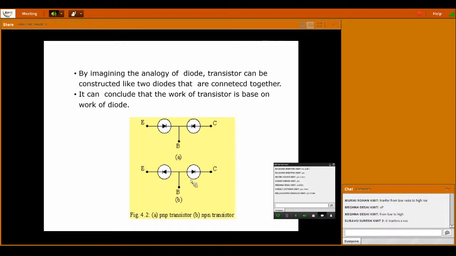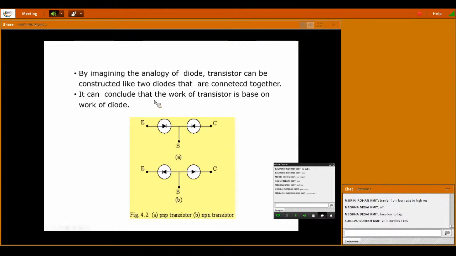For analysis purposes, let me treat it as if we connected two PN junction diodes. Don't think that after connecting those PN junction diodes, it can act like a transistor. Just for our understanding, we are thinking that your transistor is connected in a PNP configuration or an NPN configuration, like two diodes connected in a series connection.